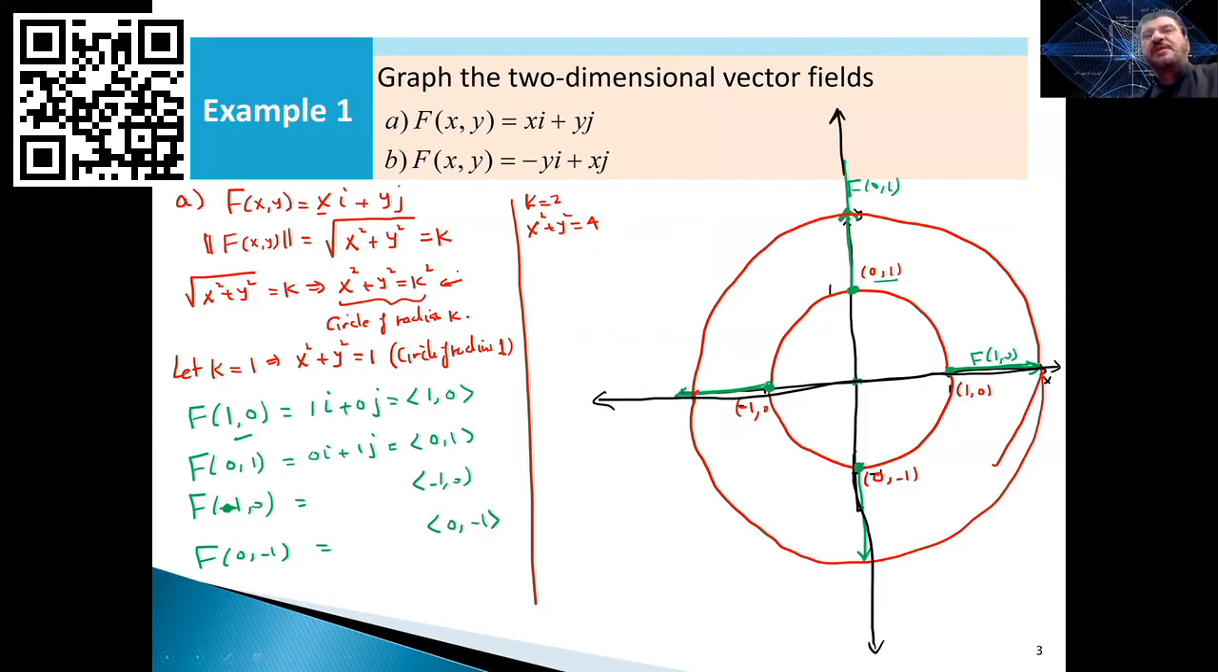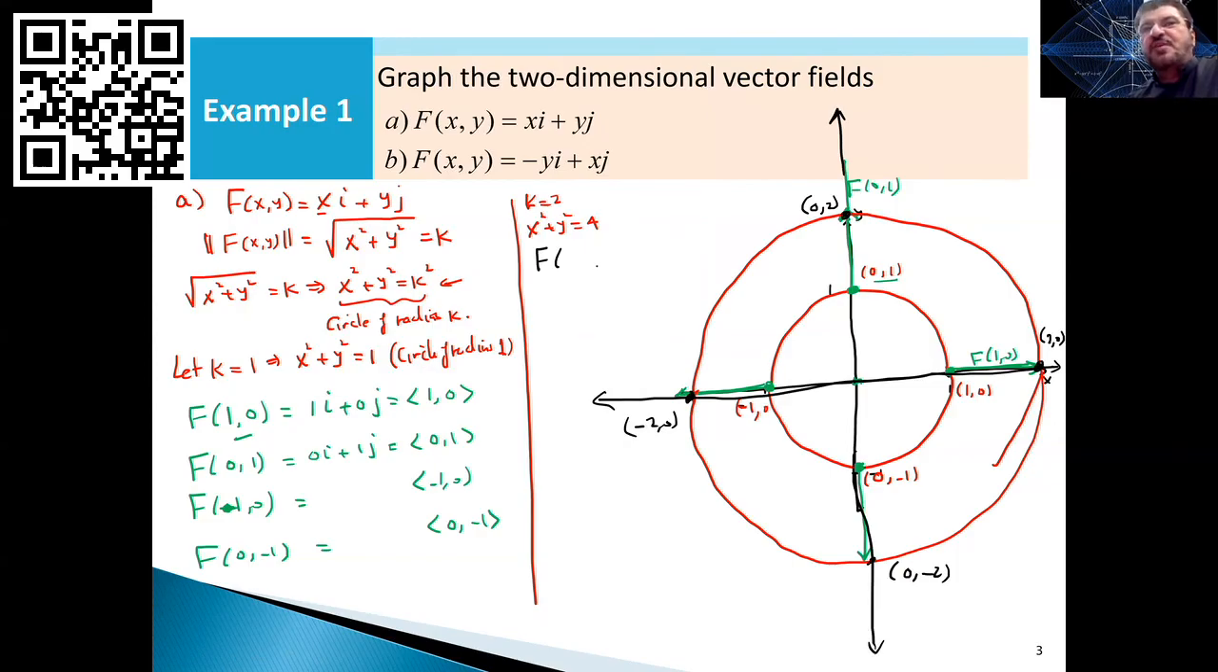Now, what I'm going to do is find f of... what is this point, by the way? This point is (2, 0), isn't it, on this circle? And this point here is (0, 2). This point here is (-2, 0). And this point here is going to be (0, -2).